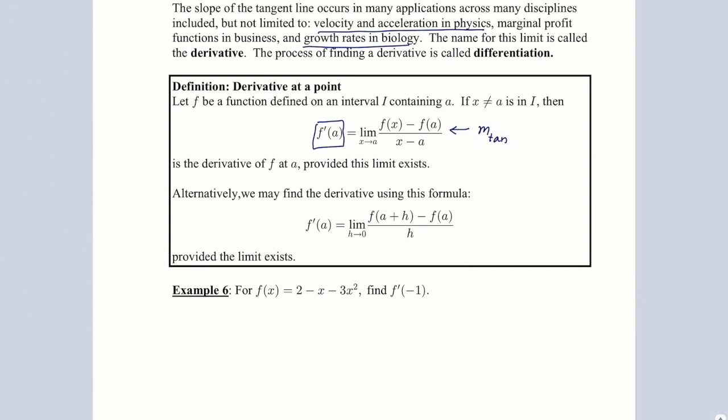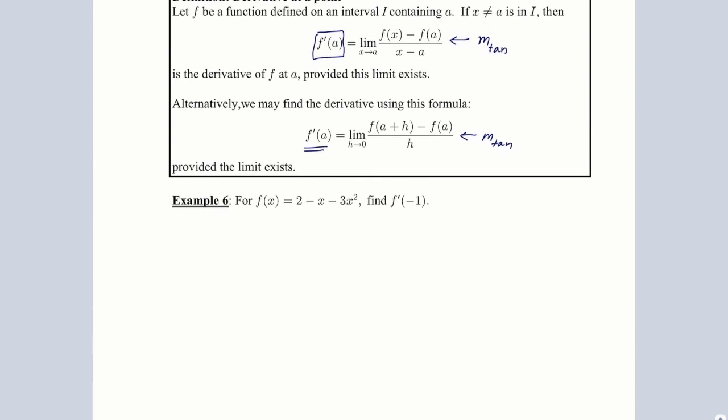Or we can say maybe we want to use the other formula for the slope of the tangent line, and we would say that's f prime of a equals the limit as h goes to 0 of f of a plus h minus f of a over h. So again, same as formula 2 for the slope of the tangent line. Exactly the same formula, but now we're calling this the derivative of a function.